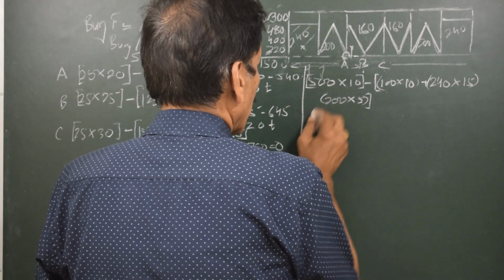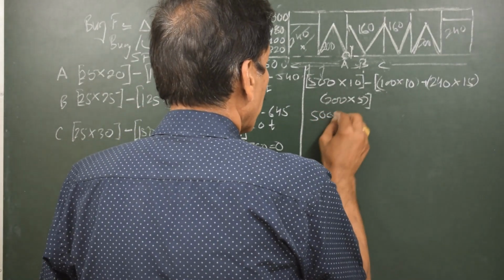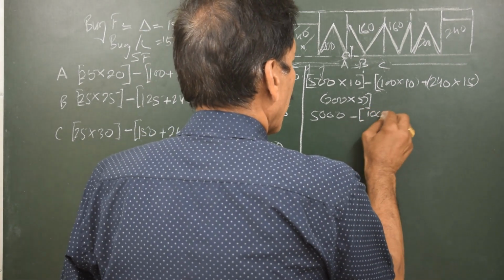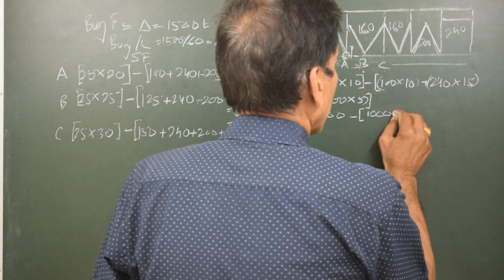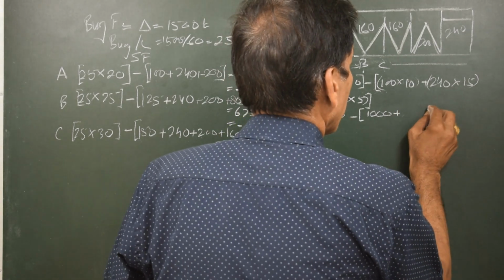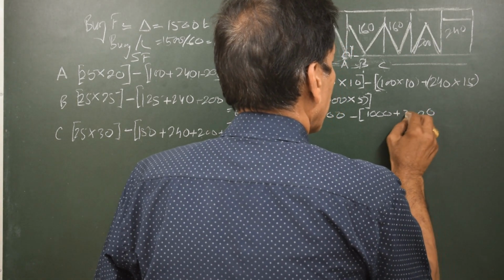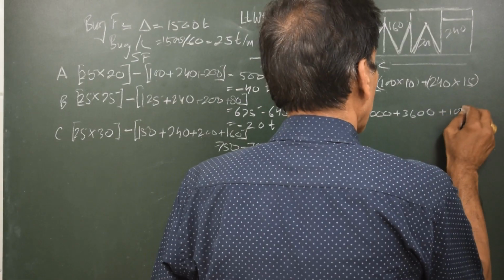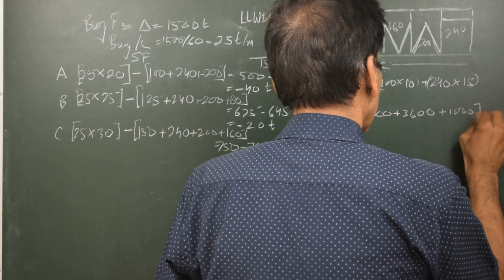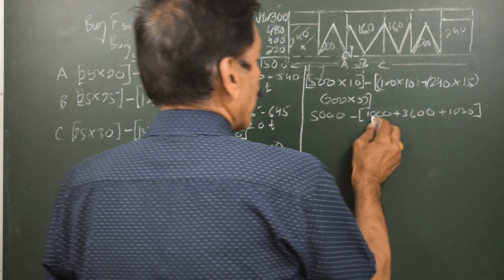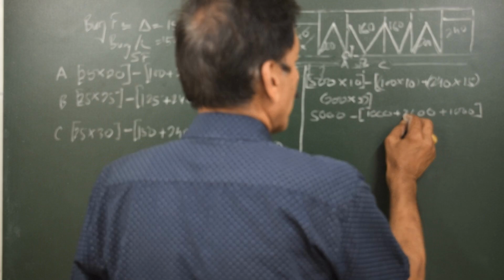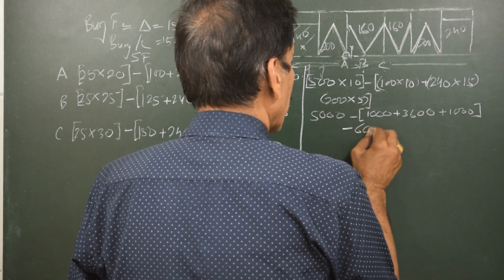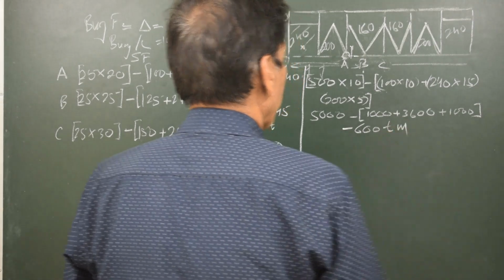So let us solve this. This is 5,000, the clockwise moment, and anti-clockwise moments are 1,000, 3,600, and once again 1,000. This is 2,000 plus 3,600, 5,600. So net result is minus 600 tons meter.